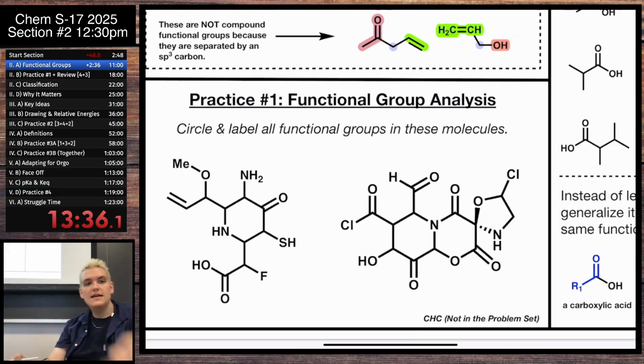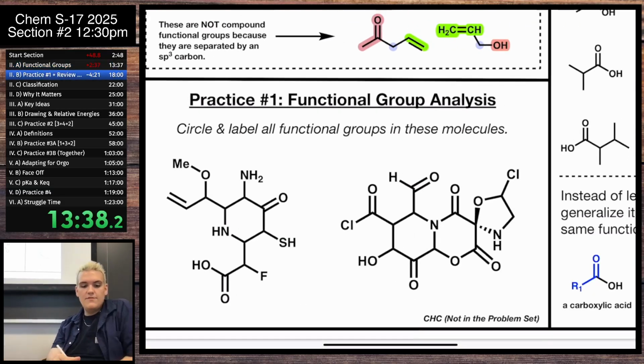So we're going to take a few minutes, and I'm going to have you look at these two molecules and try to circle and name as many functional groups as you can find. Sorry if you're a paper user, I will ask you to draw the molecule real quick. These are just ones that I made up.